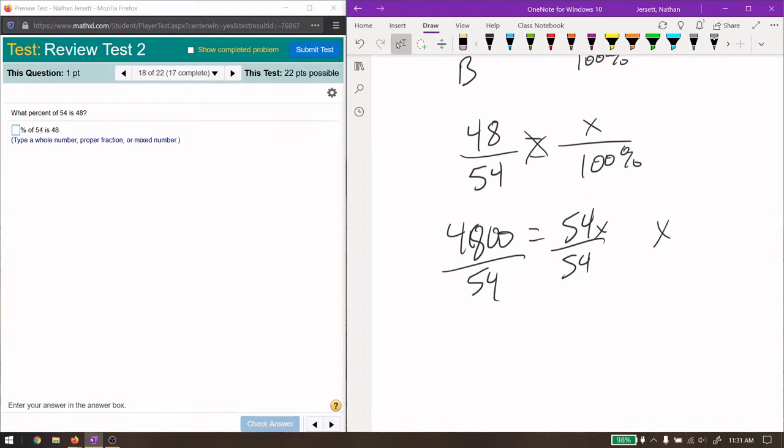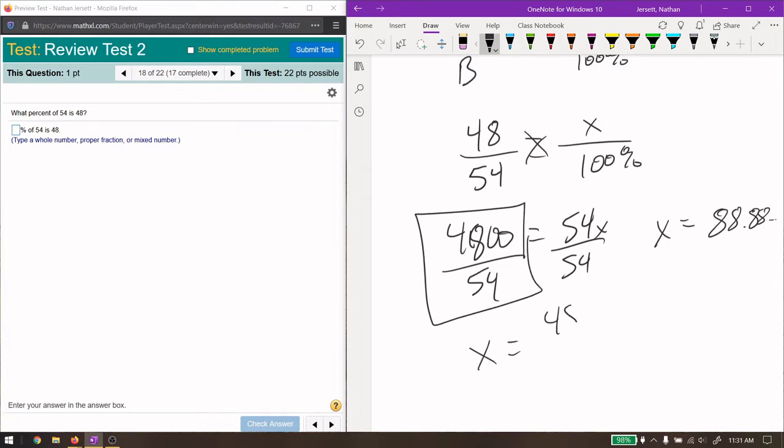Divide by 54. And we get 88.88 repeating. It says type a whole number, proper fraction, or mixed number. So now we can't write a decimal. We have to take x equals 4,800 over 54, reduce it, and then write it as a mixed number, because it's going to be a mixed number.